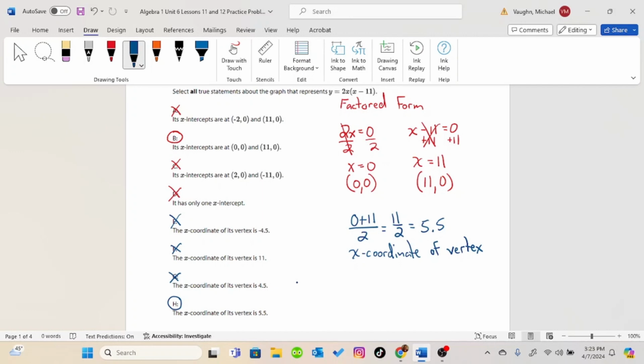If you have any questions about how to find x-intercepts or how to find the x-coordinate of the vertex, please use class time to ask for further clarification.